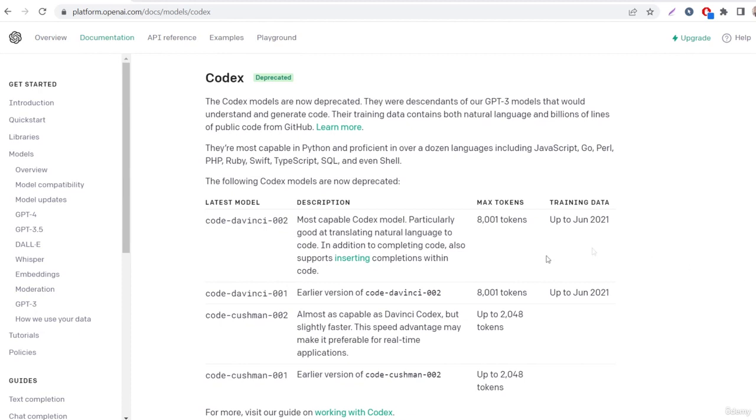Codex. Codex models developed by OpenAI are a set of models specifically designed to understand and generate code. These models are trained on a vast amount of code from various programming languages and can assist developers in writing code by translating natural language prompts into code snippets.